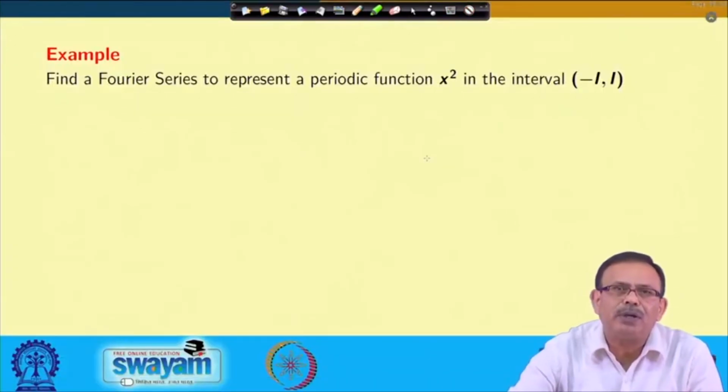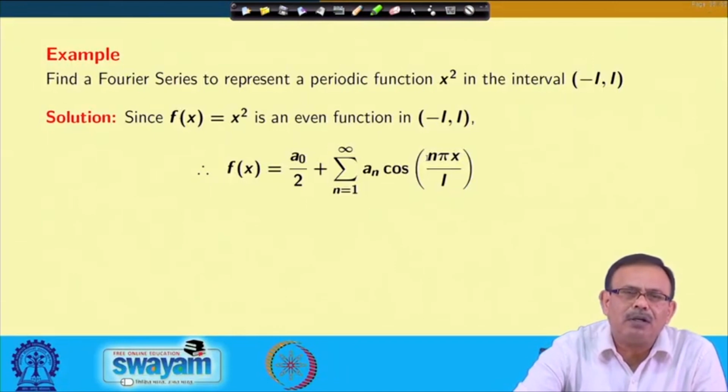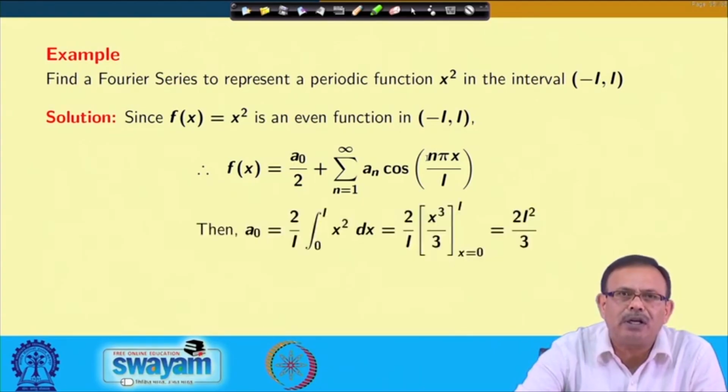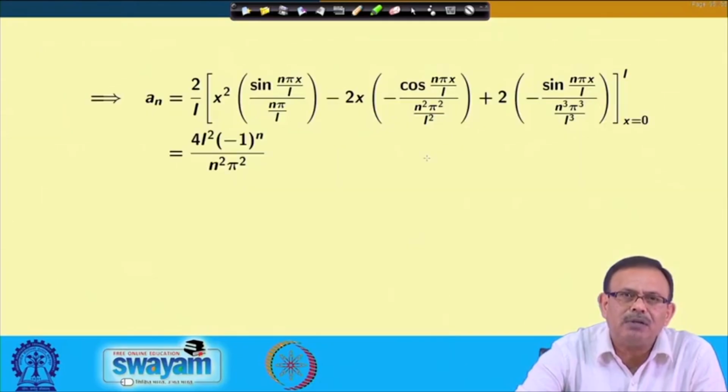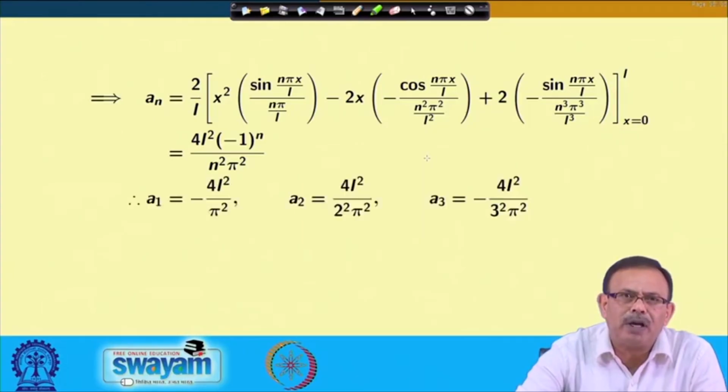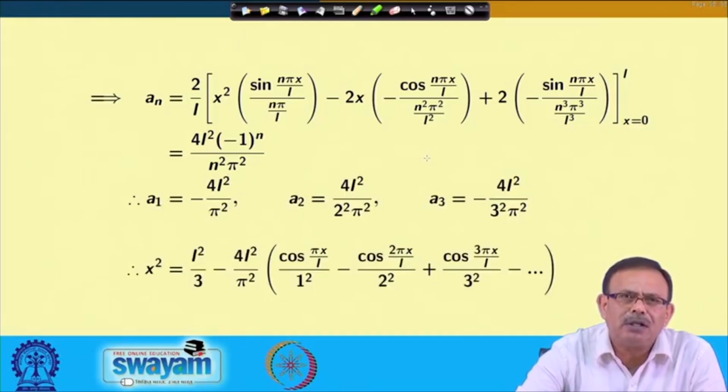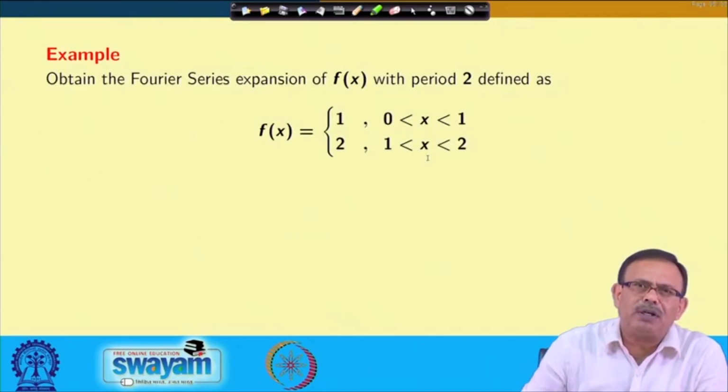So, let us see quickly again whatever we have done. Since f x is an even function, it will consist of cos terms only, a naught and a n will be there. A naught is this 2 L square by 3, a n if you calculate is 4 L square into minus 1 to the power n by n square pi square, and a 1, a 2, a 3 are these. So, that x square you can write down in this term like this way. Next problem, let us see quickly again.